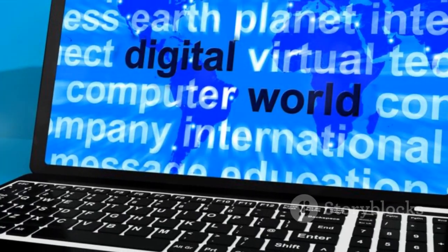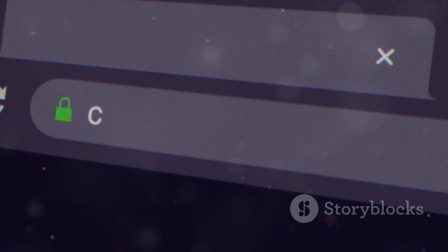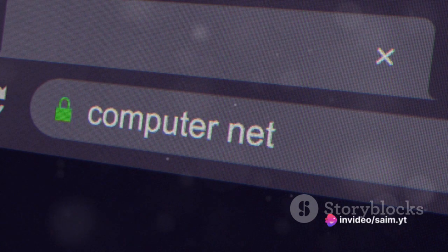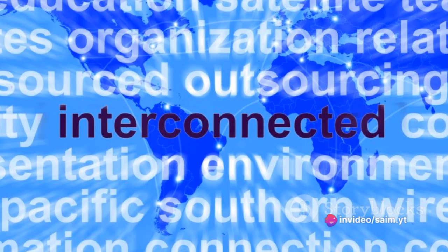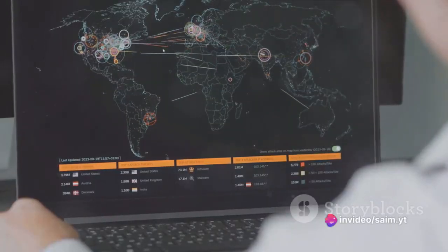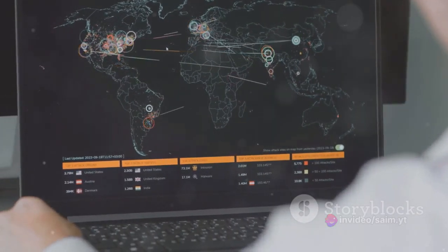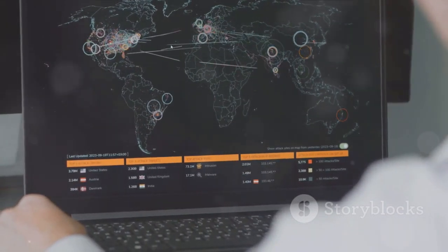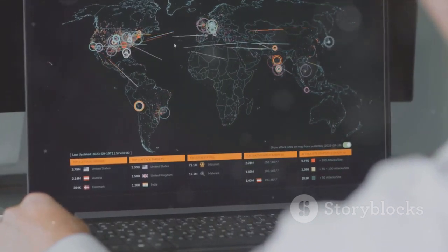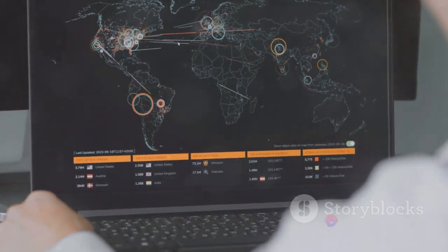Then, in 1974, the term internet is used for the very first time. Yes, that's right. The term that we now use so freely was coined during this period. It marked a significant shift in the perception of this technology, from a project for a few academics to a global system of interconnected networks.